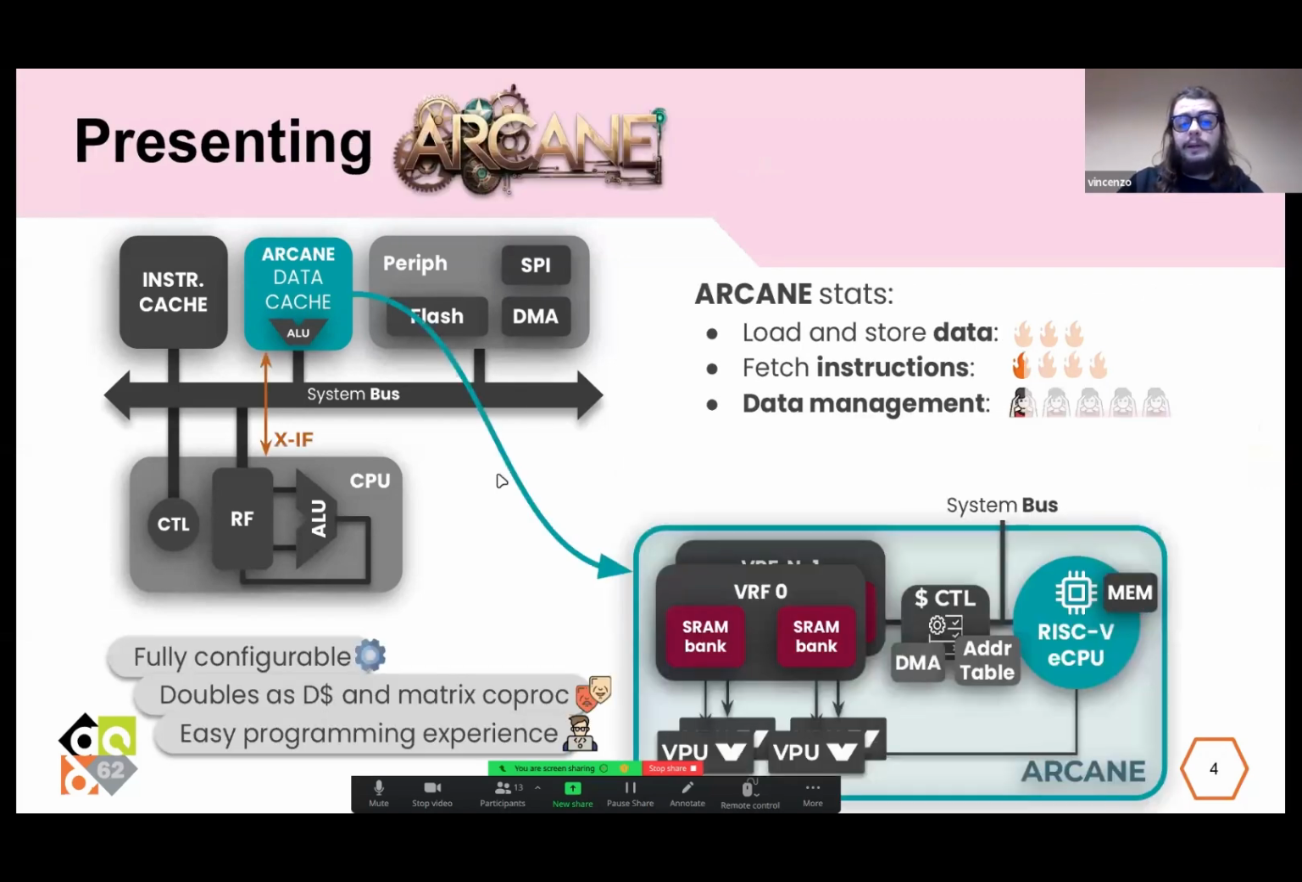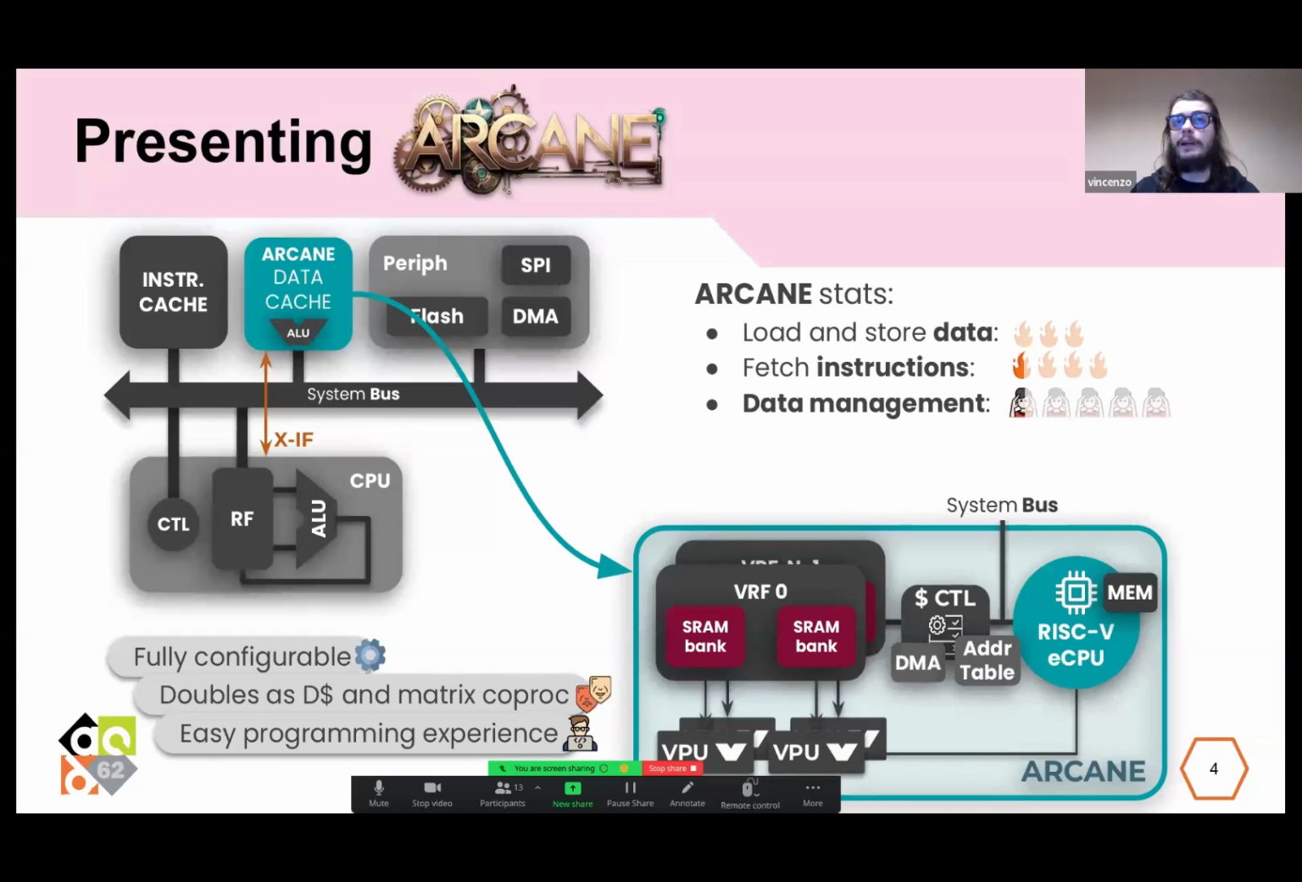So with this smart data cache, that will be actually Arcane. So Arcane is a fully configurable data cache. It is a last level cache in our system, and it is fully configurable both in software, and we will see why, and in hardware. Of course, you can tune whatever you like, so the set associativity or the number of vector processing units you have inside, for instance.